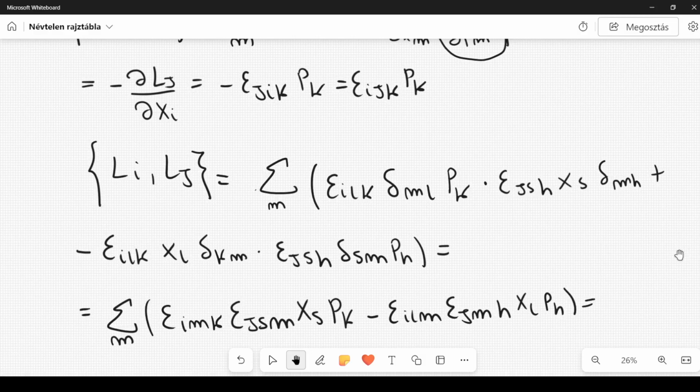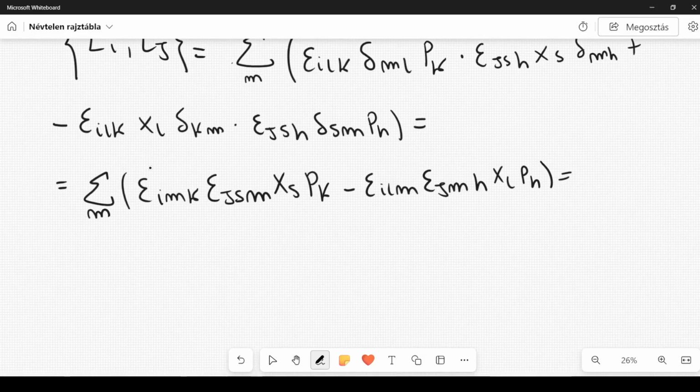And then I'm going to use a formula for a product of Levi-Civita symbols with one index in common. So we have the same index and we are summing over that index. There is a formula for that. I will not get into the details of the formula. It's not complicated. I've also explained it in other videos, in certain courses. But it's not difficult to work out.